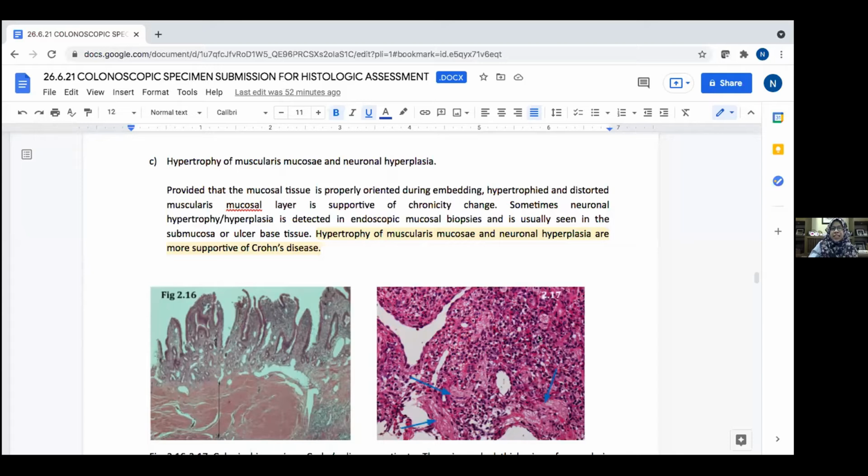The picture next to it shows neuronal hyperplasia. Normally you don't see nerve bundles, but here you see neuronal hyperplasia, nerve bundles in the submucosa, sometimes in the ulcer base tissue. So if you see these two findings, they are more supportive of Crohn's disease.